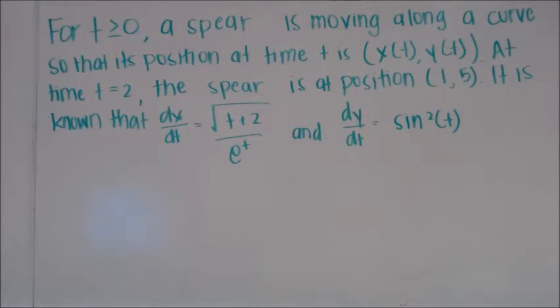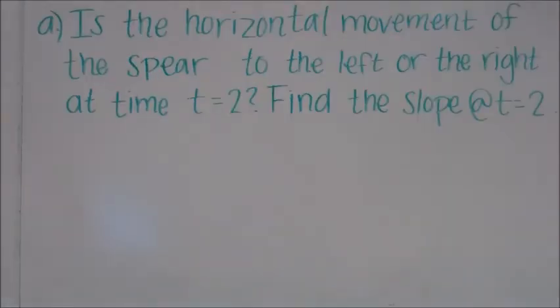For t greater than or equal to 0, a sphere is moving along a curve so that its position at time t is x of t, y of t. At time t equals 2, the sphere is at position (1, 5). It's known that dx/dt equals the square root of t plus 2 over e to the t, and dy/dt equals sine squared t. Is the horizontal movement of the sphere to the left or the right at time t equals 2?